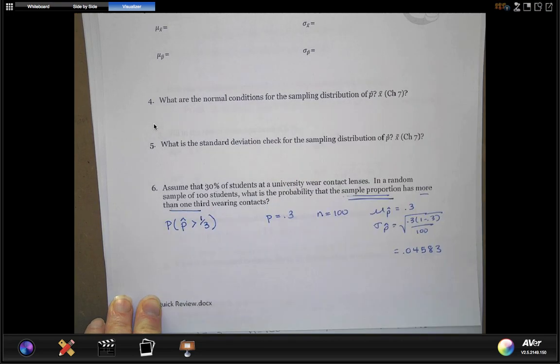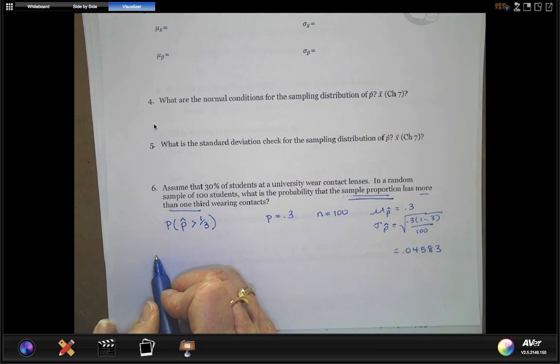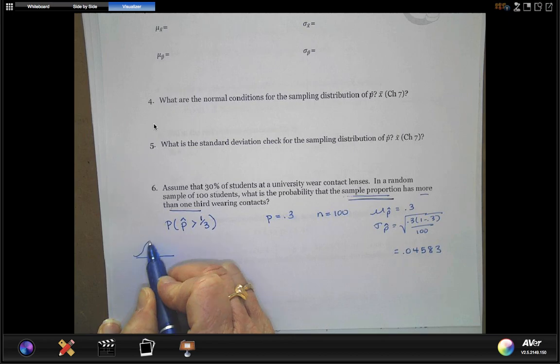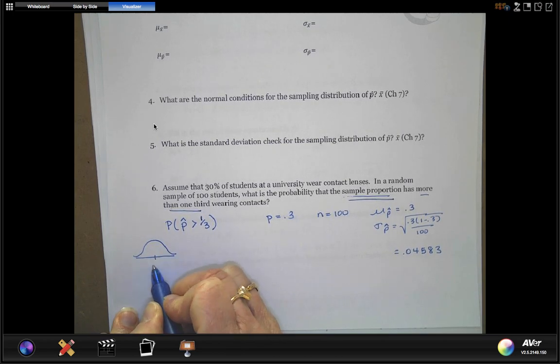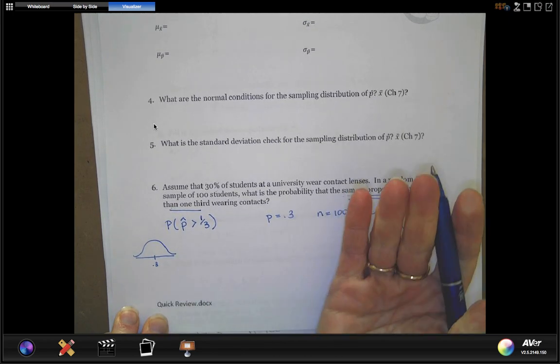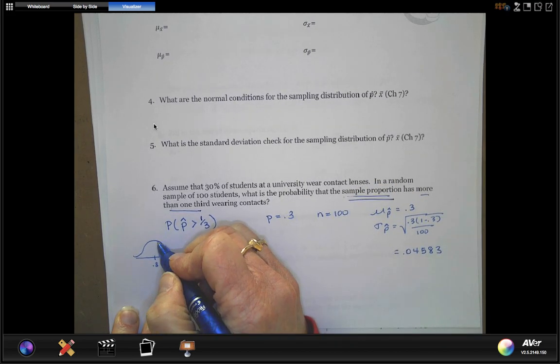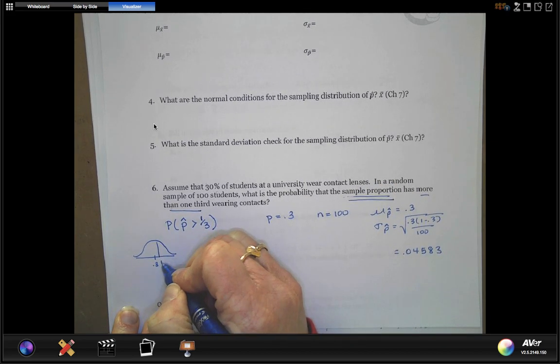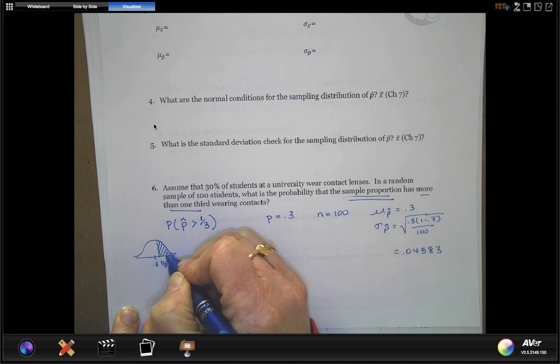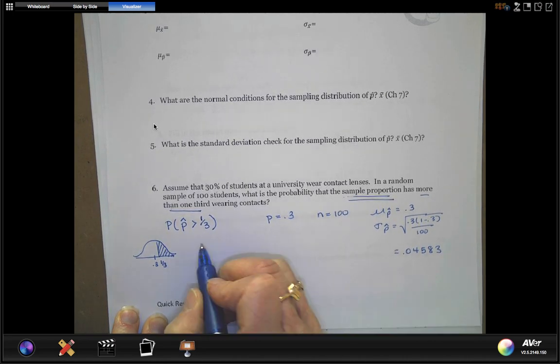All right, then, so I could leave the problem like this. So I have 0.3 in the middle. 1/3 is like 0.3333333 repeating, right? So maybe it's like right here. And I want to find this area right here. Again, picture's probably not drawn to scale.